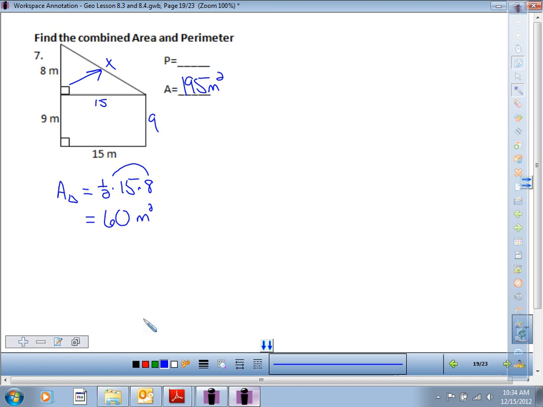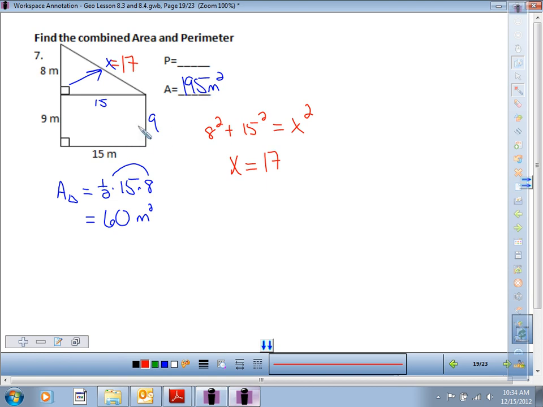So when we do the math on this, it's going to be 8 squared plus 15 squared equals x squared. And then when we simplify that, you get 289, and then you square root 289, you get 17. Okay, so the x is 17. So now what we could do is put 17 right here, and we can go through and calculate our perimeter.